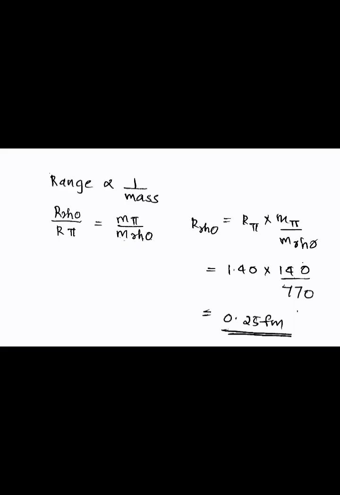So here we know that the range of force is proportional to 1 by mass. That is, R rho by R pi is equal to M pi by M rho. That is, R rho is equal to R pi into M pi by M rho. That is equal to 1.40 into 140 divided by 770. This is equal to 0.25 Fermi. So this is the answer.